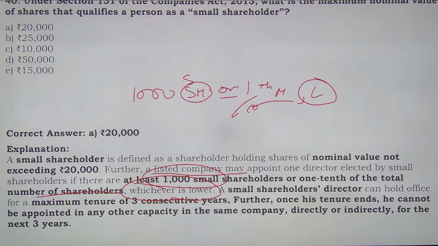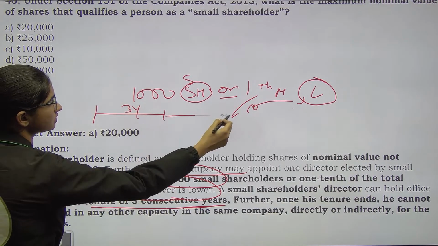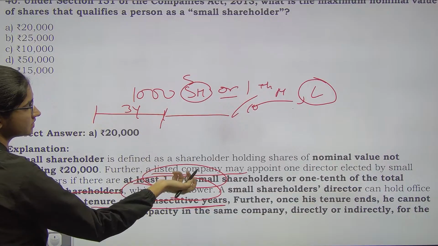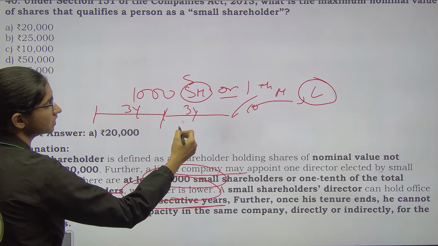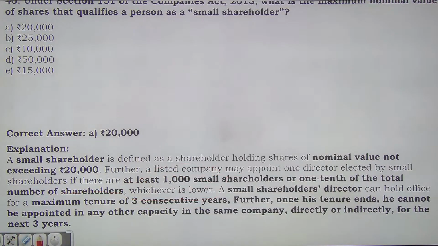Now once a small shareholder director has been appointed, it will be for a term of up to 3 years. Further, once his tenure ends, he cannot be reappointed for a period of 3 years. So his tenure will be for 3 years, and once the tenure has ended, then for the next 3 years there will be a cooling period. Okay, so that was all about the small shareholder director point.